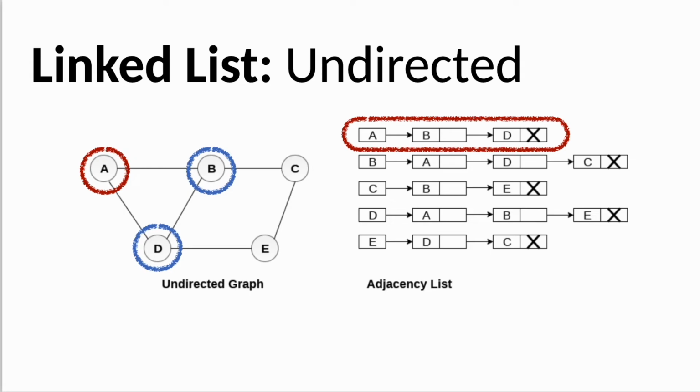Let's move on to the second type of graph representation, and here we use linked list. Each vertex is represented by a list or a linked list, and the contents are the vertices that are adjacent to it. So for example, for vertex A, we have this corresponding linked list, and we have B and D in this linked list because B is adjacent to A and D is adjacent to A.